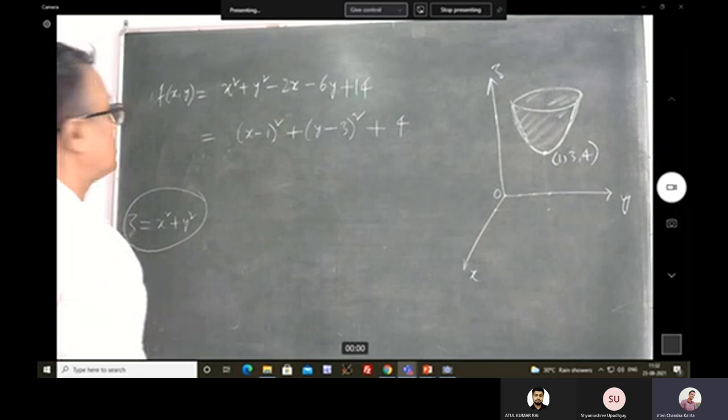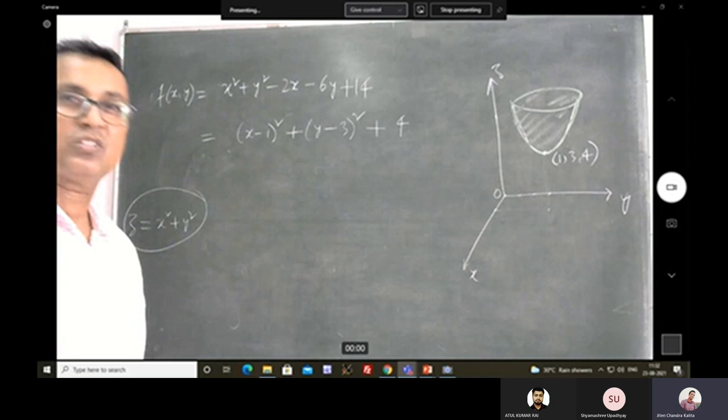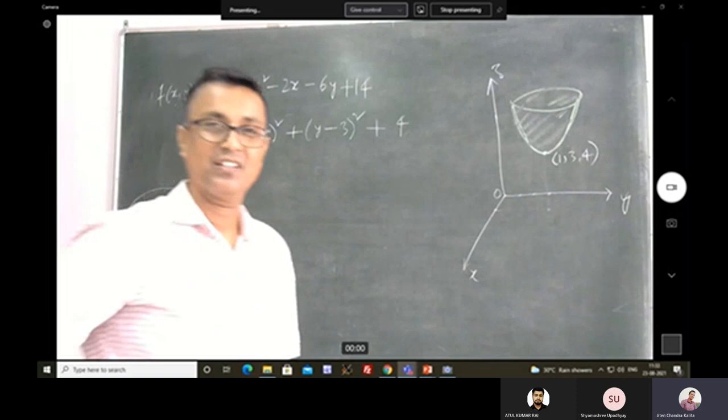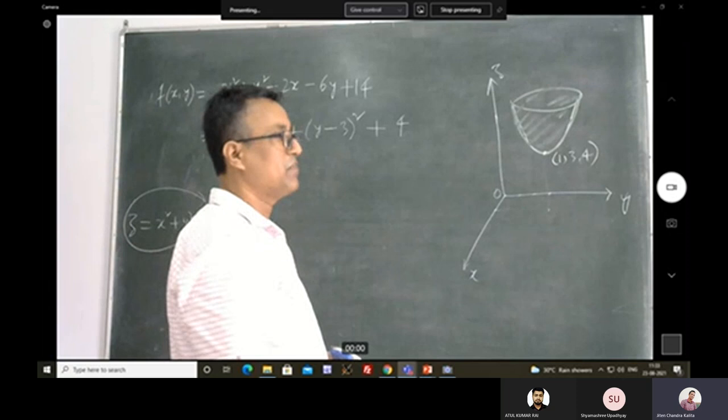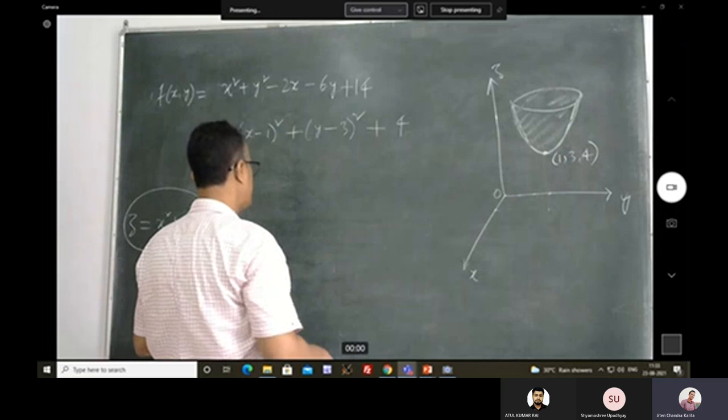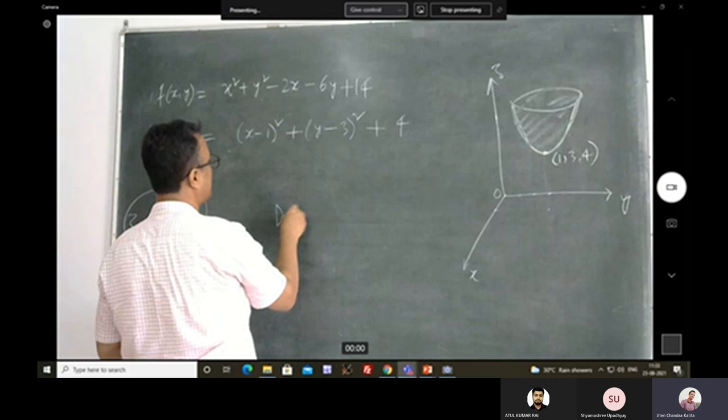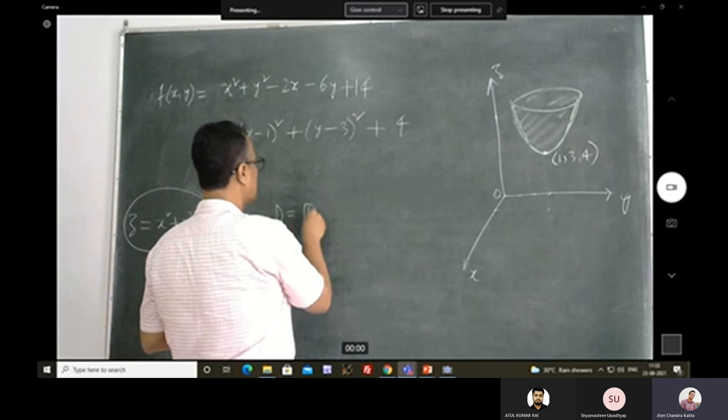Okay. So now, if you look at this, obviously I can tell about the existence of what? A minima. Isn't it? Yes. I can tell about the existence of a minima here. Okay, fine. But if I consider the domain of f to be D, the whole R², right? I cannot tell anything about the maxima.